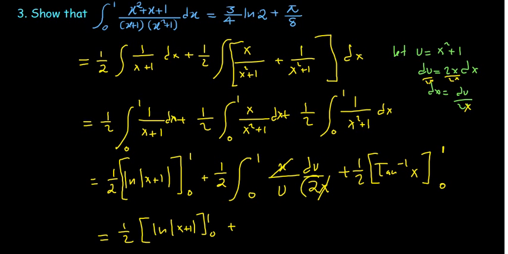Now I'll bring these 2 outside. Because this 2 is in the denominator, it will multiply with this 2 in the denominator. That will be 1 over 4. And then we remain with the integral of 1 over u, du, with limits 1 and 0. Now the integral of 1 over u will just be natural log of u.